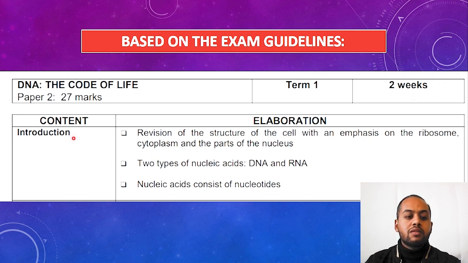When we look at the introduction to DNA, there are 3 basic points that we will look at. Firstly, we'll do a revision of the structure of the cell with emphasis on the ribosome, cytoplasm, and parts of the nucleus. Secondly, we'll look at 2 types of nucleic acids, that will be DNA and RNA. And lastly, we'll look at nucleic acids consisting of nucleotides. So let's look at the first thing, the revision of the structure of the cell.